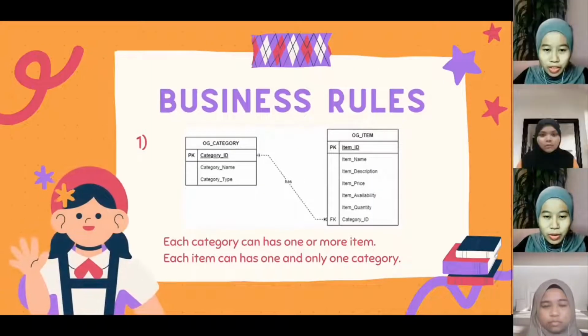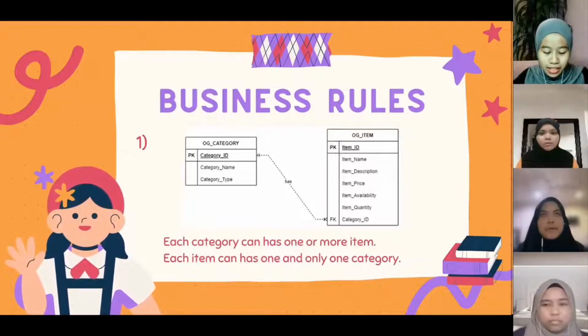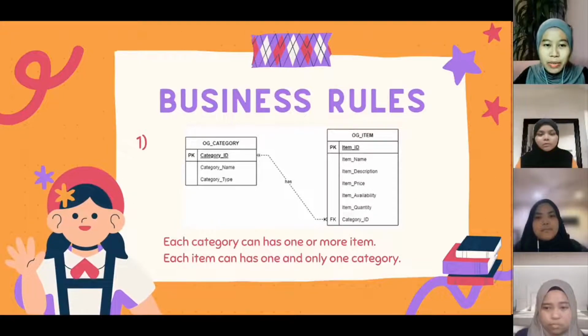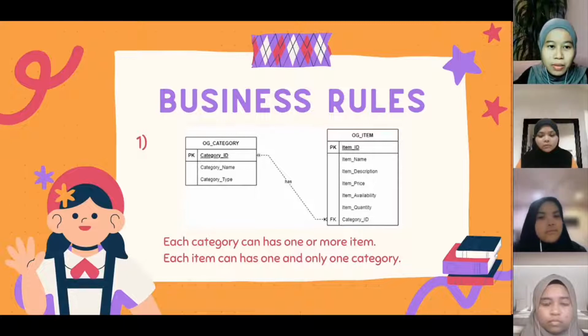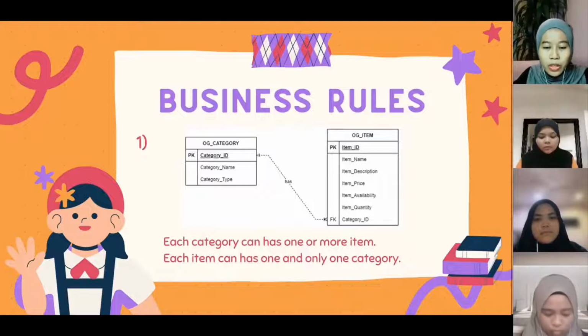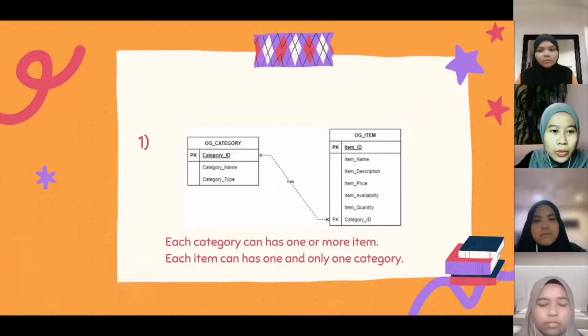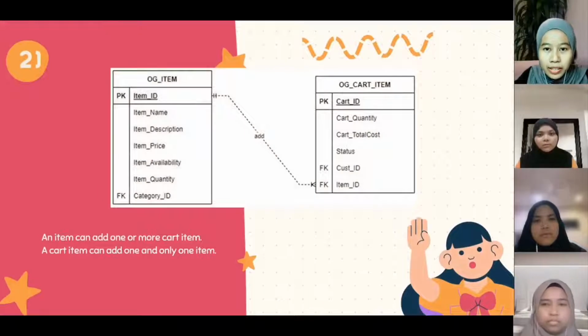Assalamualaikum warahmatullahi wabarakatuh. I am Adib Adliana and I would like to explain about the business rules. We have 8 business rules, and the first is about OG category and OG item. Each category can have one or more items, and each item can have one and only one category. Next, second, we have table OG item and OG cart item. An item can be added to one or more cart items. A cart item can add one and only one item.